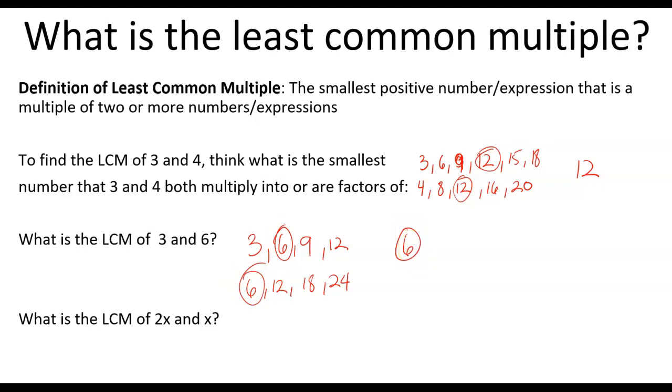Now if we're using expressions, such as 2x and x, we're going to think, what is the smallest piece of each thing, right? The smallest number or piece that both of them multiply to. So 2x multiplies to 2 times x. And x multiplies x. Those are the smallest pieces of each thing. I am going to take the smallest piece from both things and multiply them together. I'm not going to keep my other x because I'm already using it. So the least common multiple of 2x and x is 2 times x.